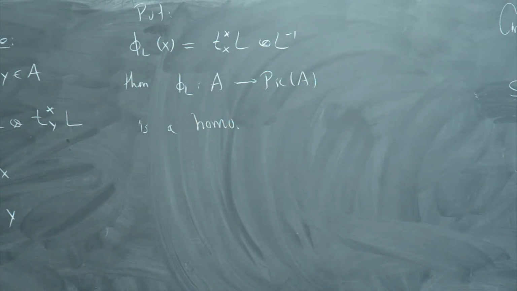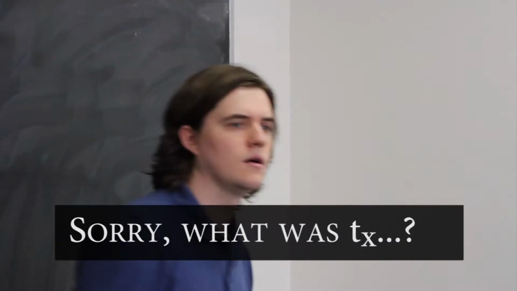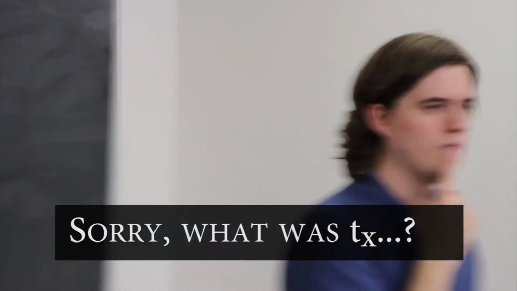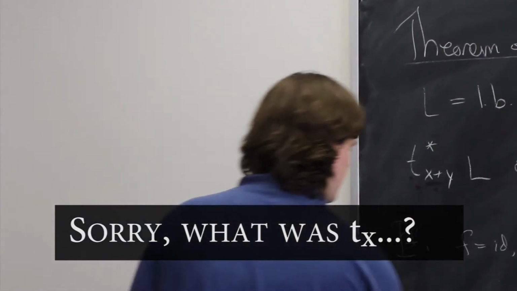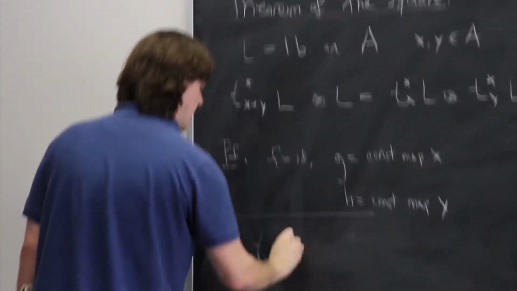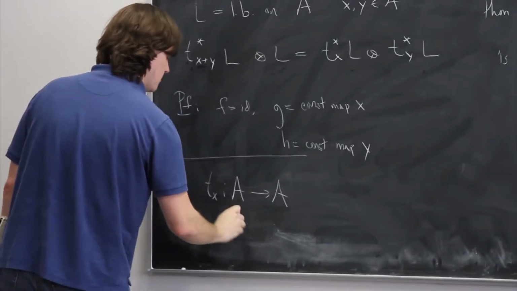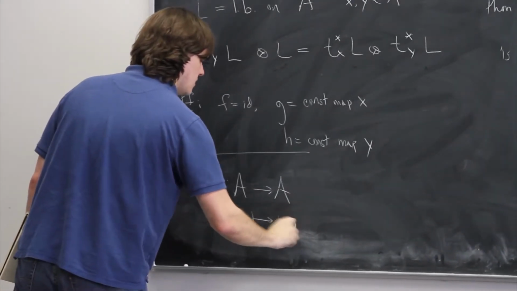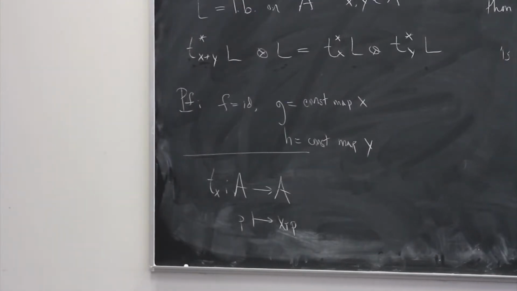Any questions? Yeah. Well, t_X is the map from A to A, which takes a point T to X plus T. Translation by X.